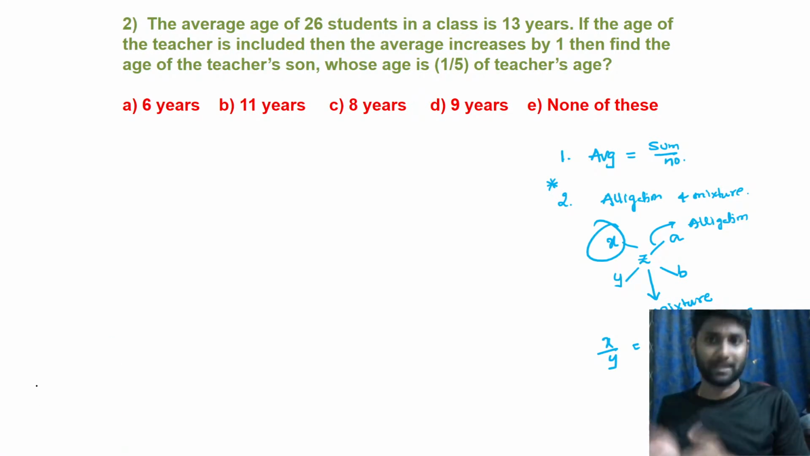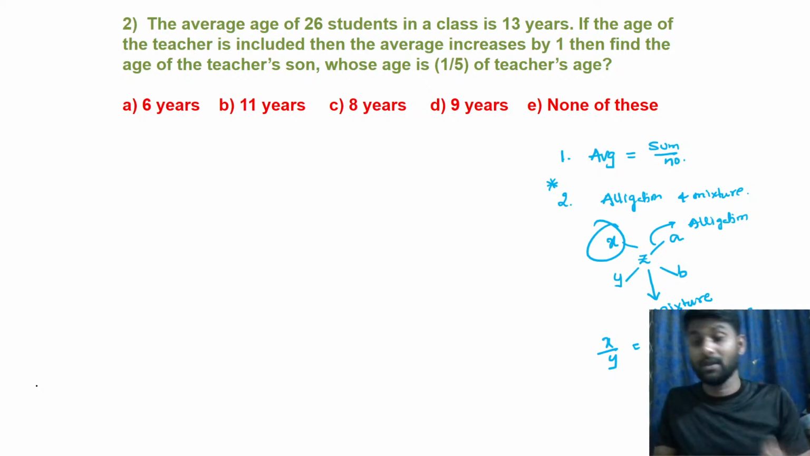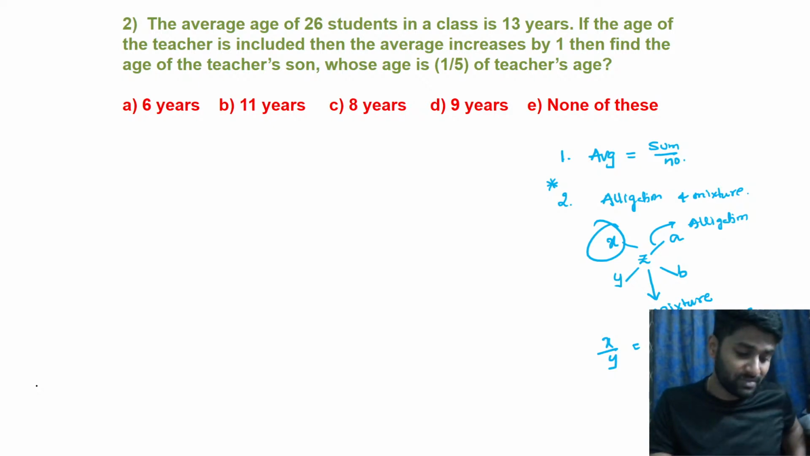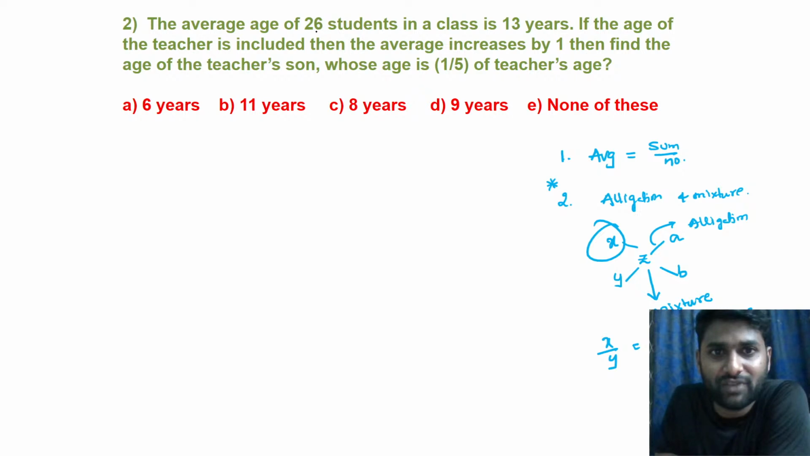It means you can save your time. If you consider it as one concept, it definitely takes time through the calculation part. But if you learn the application of alligation mixtures, you can save your time in calculation. I'm telling you in this question for alligation mixtures. See, there are 26 students whose class average is 13 years. Clear? We have 26 members whose average is 13.